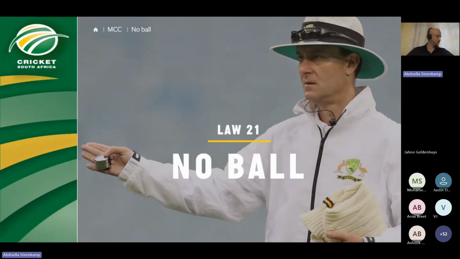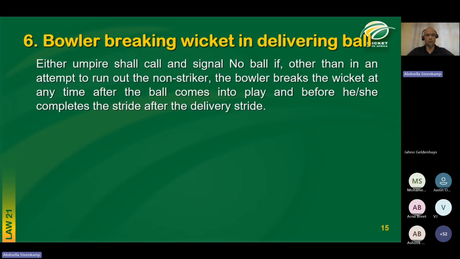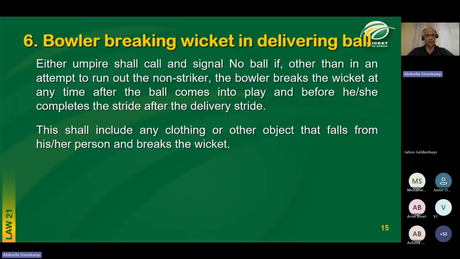Next law is the no ball law. A few subsections that we're covering here. The first of them is, what happens if a bowler breaks the wicket in delivering the ball? The law tells us either umpire is to call and signal no ball if the bowler breaks the wicket at any time after the ball comes into play and before completing the stride or after the delivery stride.